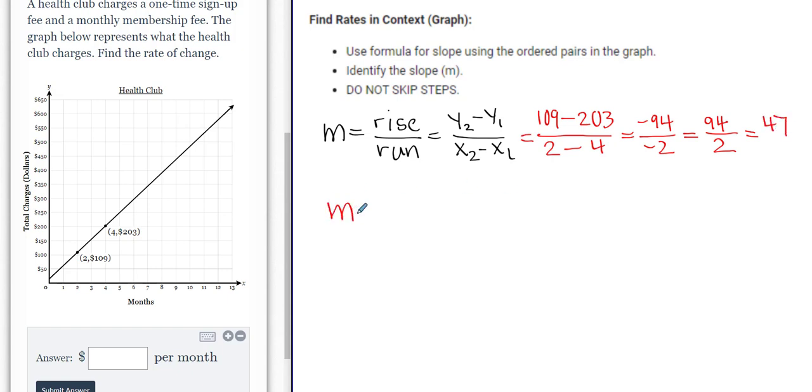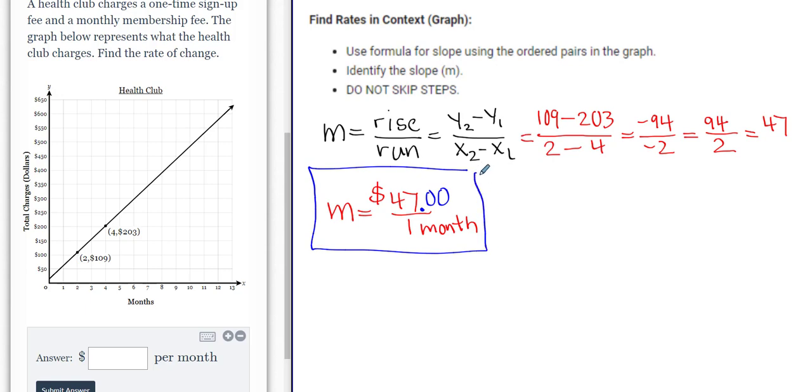So to put this back into context, that's going to be 47. Remember, any integer can be turned into a fraction by putting it over 1. So now we just have to give it some context. It's going to be $47 per, remember, per means 1, so it's going to be 1 month. And then I'm just going to go ahead and add a decimal here. You wouldn't have to, but at least I don't think so in Delta Math. But it's going to be $47 per 1 month, and this actually becomes your final answer.